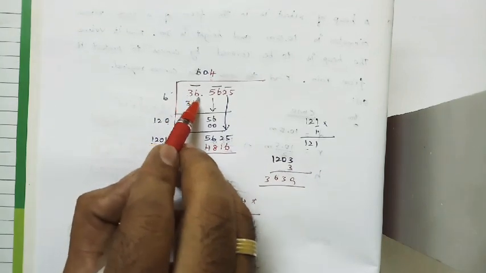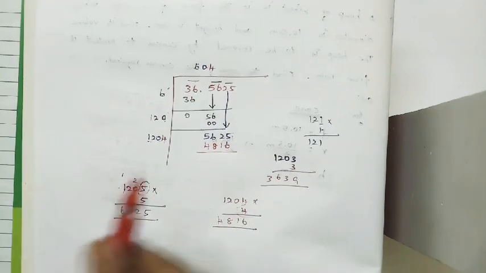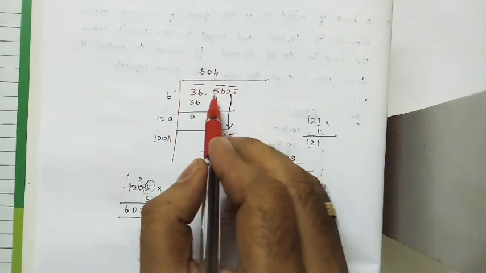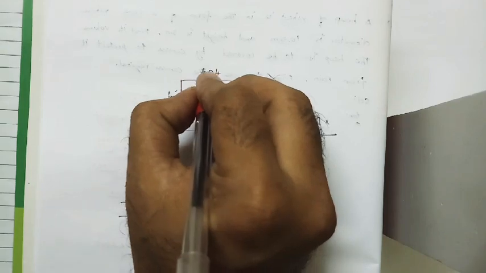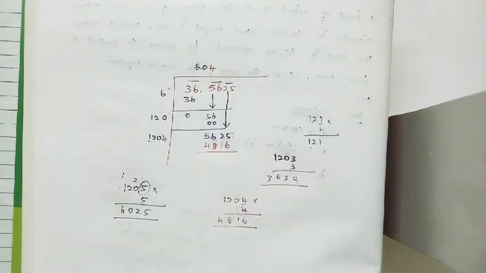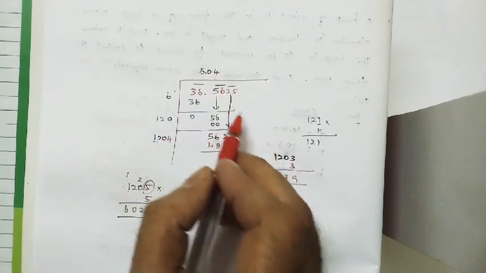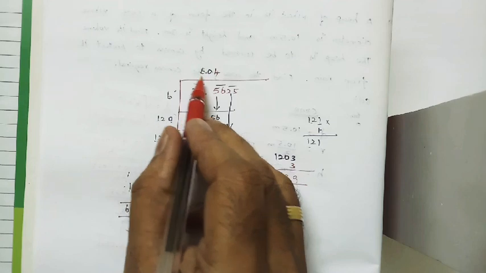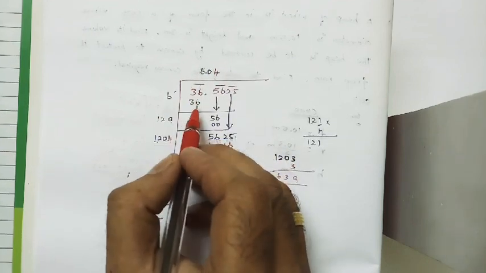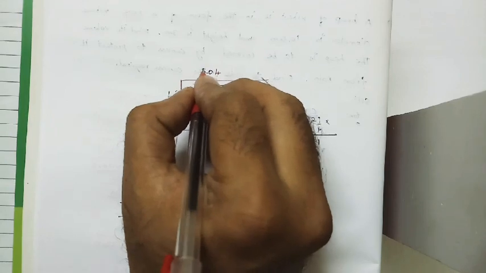See that 36 is nothing but the integer, right? And 5625 is nothing but the decimal part, so for the decimal part we want to put a point. So it's nothing but 6.04. After the decimal point, 2 digits is enough, right? So the square root of 36.5625 is nothing but 6.04 meter, right? Understood?